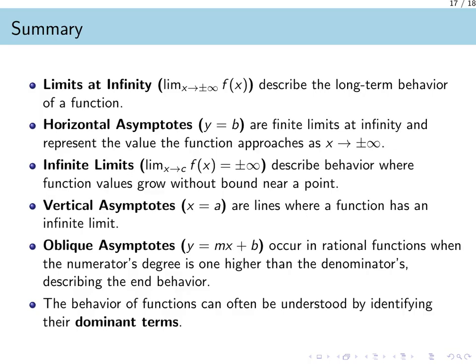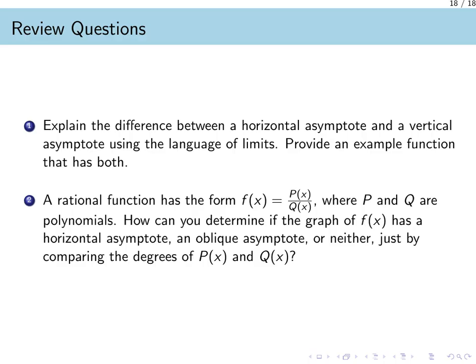For some rational functions, the end behavior is not a horizontal line but a slanted one, which we call an oblique asymptote. By identifying these different asymptotes through limits, we can build a reliable sketch of the function's entire graph. To wrap up, let us review the two main skills for analyzing asymptotes: using formal limit definitions and using degree comparison shortcuts for rational functions.